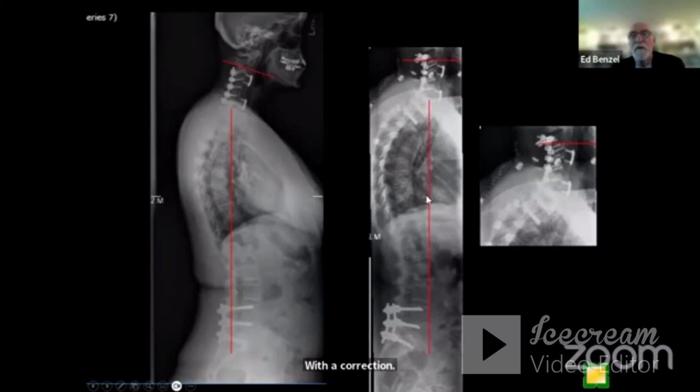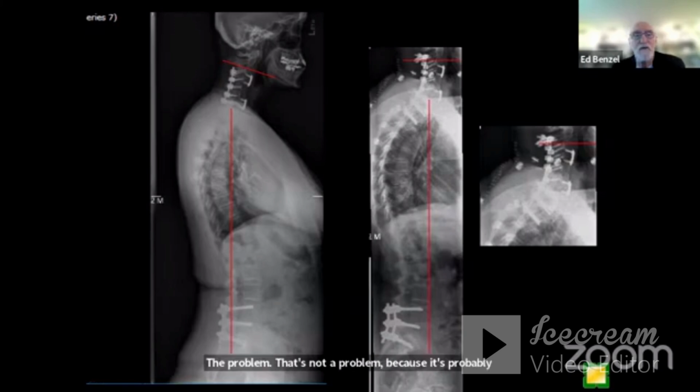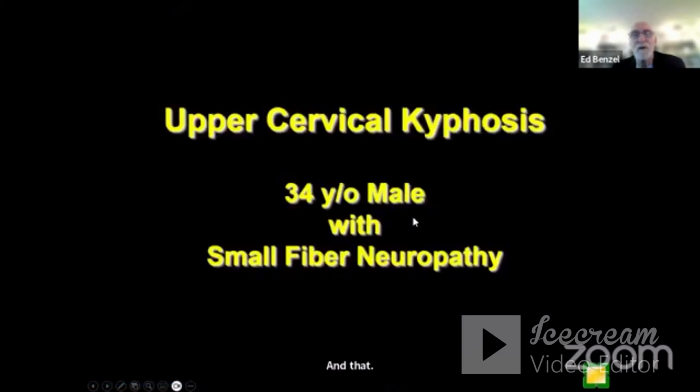Note that in so doing, we moved the plumb line ventral to her old lumbar fusion. That's not a problem, because it's probably normal considering that she's had a prior lumbar fusion. And we see here that in order for her to look forward with her head kyphosed, she does need to lean backward. And that was relaxed with her operation.